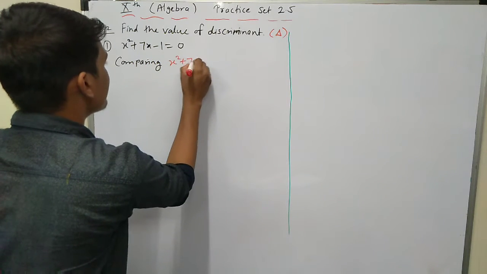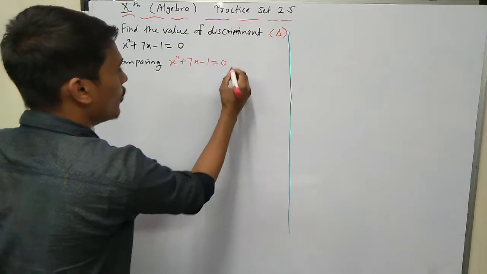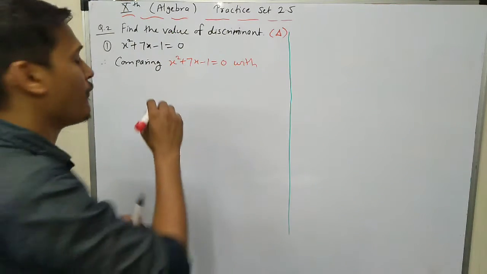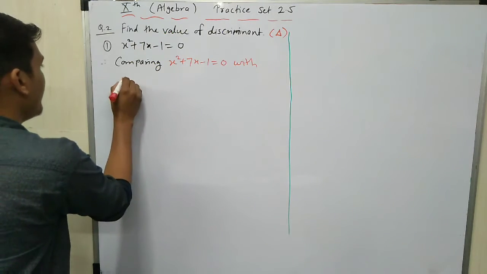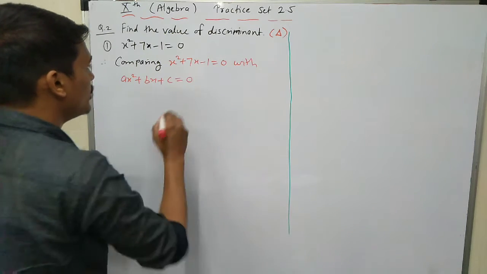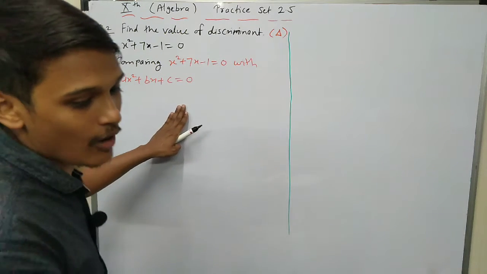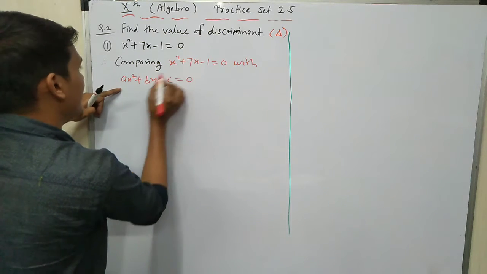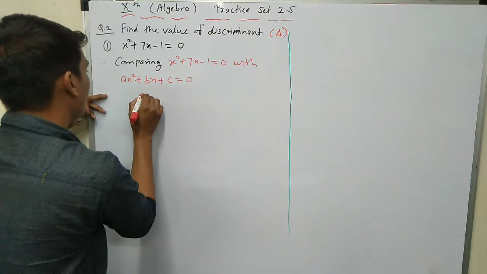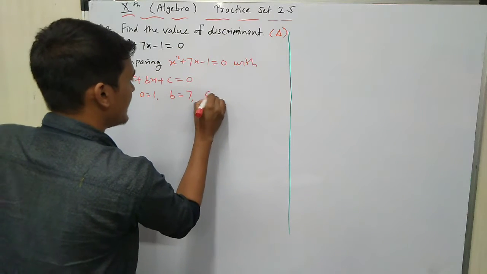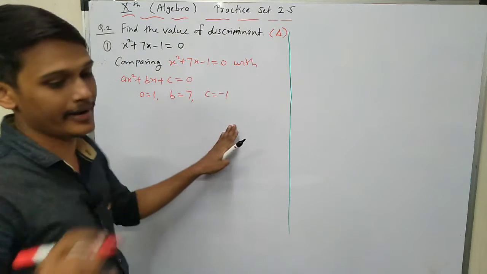First you compare x square plus 7x minus 1 is equal to 0 with the standard form ax square plus bx plus c is equal to 0. Understood? Now what is the value of a? A means the coefficient of the x square variable. Put here a is equal to 1, b is equal to 7 and c is equal to -1.